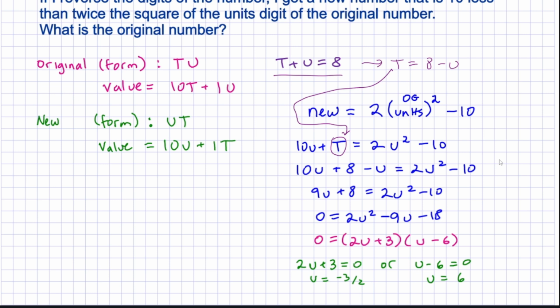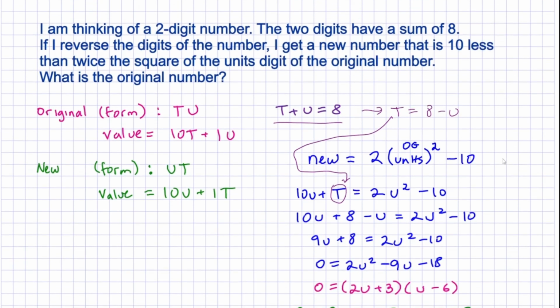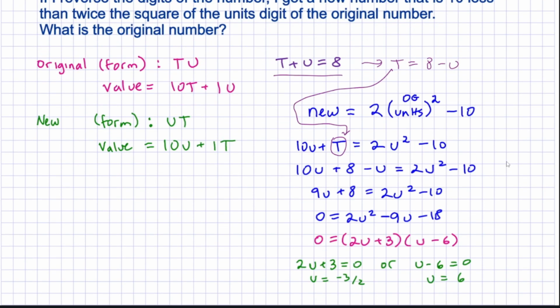Now, if you remember what u represents, u is the units digit of the original number that we're looking for. Negative 3 halves is not a reasonable answer for that context. If u is supposed to be the units digit of a number, negative 3 halves is not an integer, so this answer is not reasonable. We're going to reject it. The only reasonable answer is u equals 6. And that u is the singles digit.